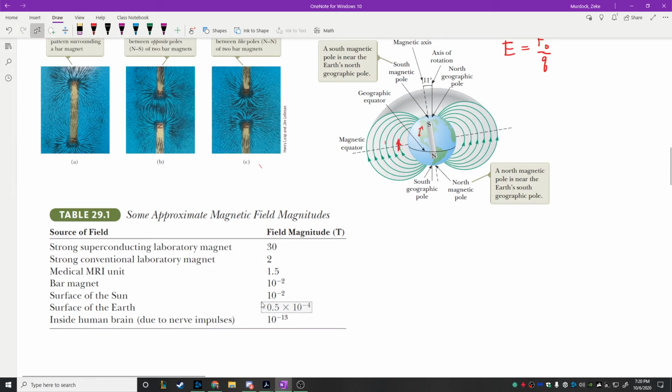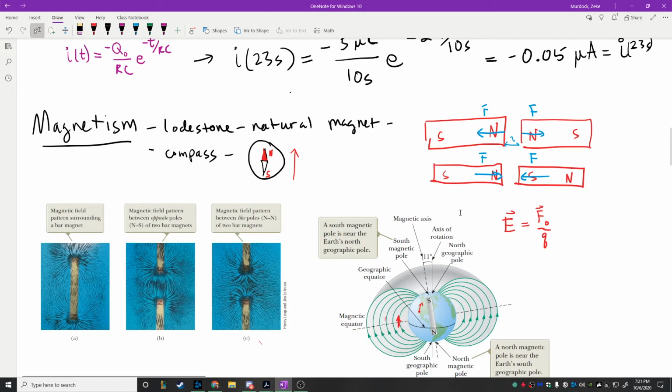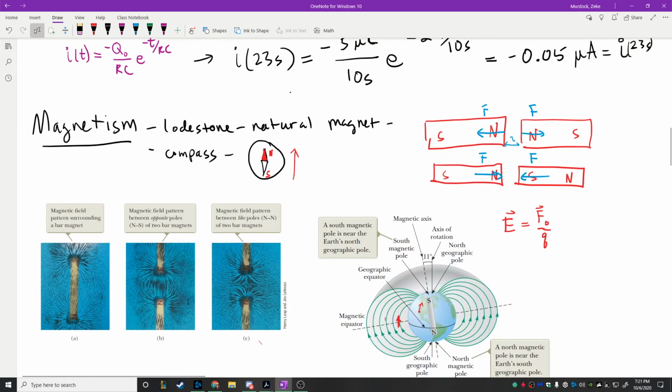The magnetic field at the surface of the Earth is 0.5 times 10 to the negative 4 Tesla. A strong conventional laboratory magnet, which is a little bit stronger than the magnets on your fridge, but not much, is about 4 orders of magnitude stronger. Right? 10 to the negative 4 and 2. So if you have a compass, it's really only going to point north as long as there are no other strong magnets nearby. Because if there are, the compass needle is going to point towards them.